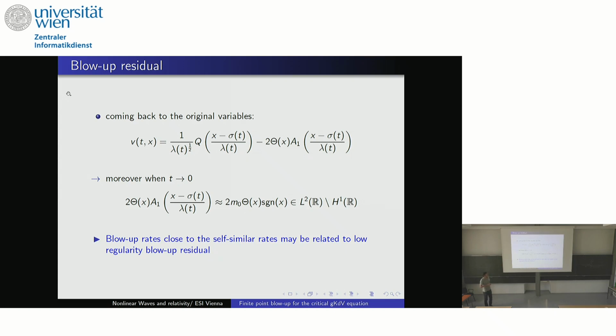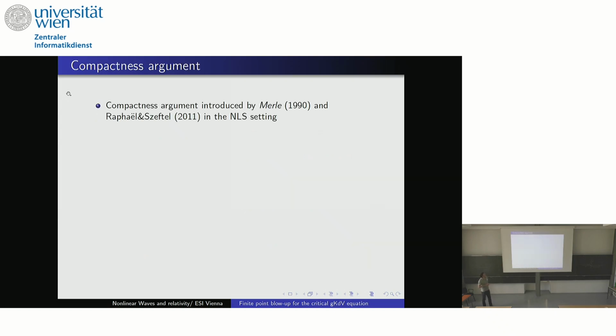Okay. I think I'm almost done, but just a last slide. The rest of the proof is more classical, but just to comment a little bit. It relies on the compactness arguments introduced by Frank Merle in the 90s in the NLS setting, and it was also revisited by Raphael and Szeftel for the non-homogeneous NLS. And it goes as follows. So take a sequence of times. For us, s to minus infinity corresponds to T0. Okay, so it is your blow-up time.